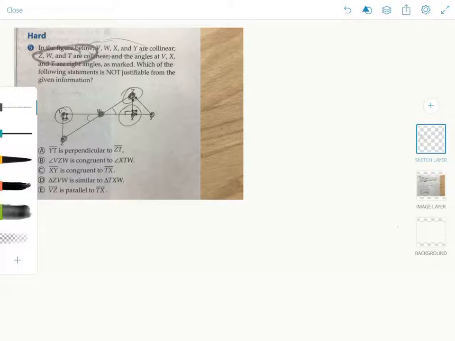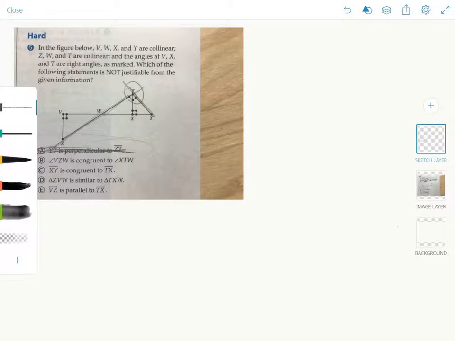And we're also told that angles V, X, and T are right angles. So that's a 90-degree angle. This here is a 90-degree angle. And a little disconcerting the way they said angle X here, because we have TXW and TXY, but both of those are going to be 90-degree angles. So let's clean things up here and go through the answer choices one by one.